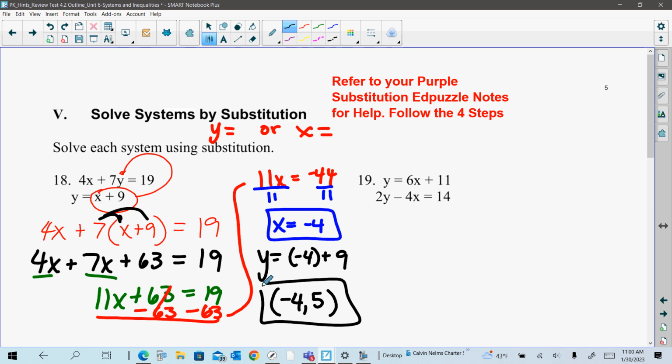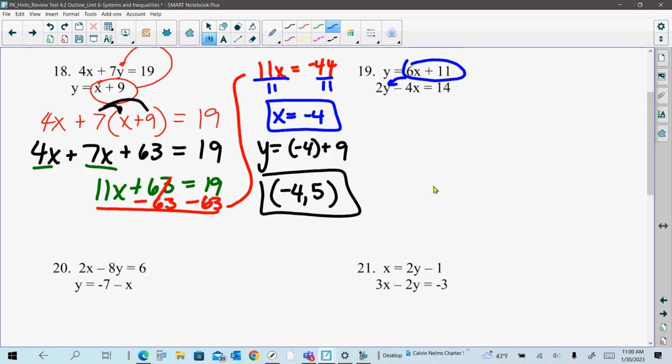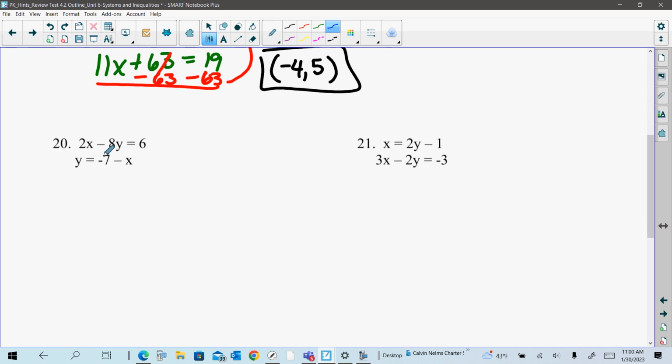So 19 is similar to 18 because you're going to substitute for the y. I'm probably going to focus on the odds. There's going to be a couple evens, but so 20, the left side, it's set up for substitution. Don't forget your sign though, guys.